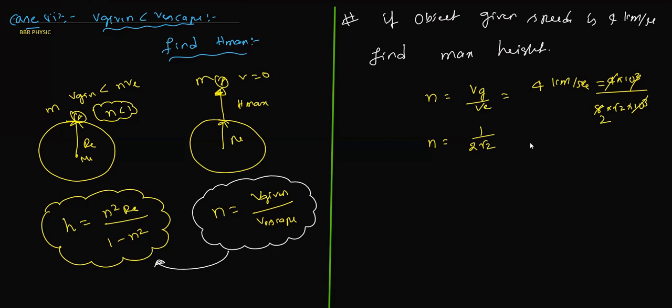So n square equals what we can calculate? 1 by 4 into 2 will get it. Therefore n square equals 1 by 8, we got it. Two fours are 8, right? So now I'm going to substitute in this equation.